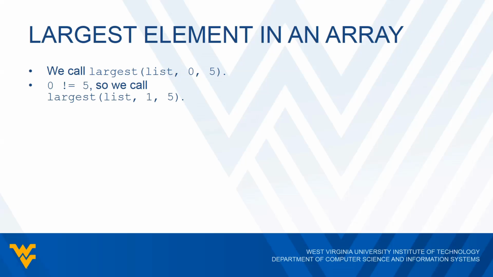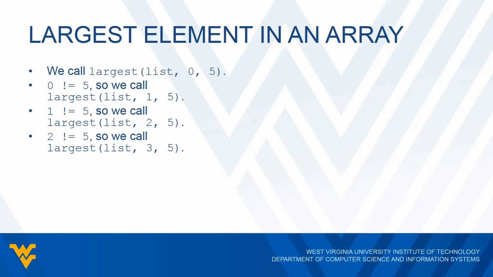So then we run the method again. We find that 1 does not equal 5. So we'll call the method again, but this time we're going to pass 1 plus 1, which is 2. So we want to try to find the largest from 2 to 5. Well, we see that 2 does not equal 5. So we're going to call it again passing a 3. So we're going to try to find the largest of 3 to 5. Well, 3 doesn't equal 5.